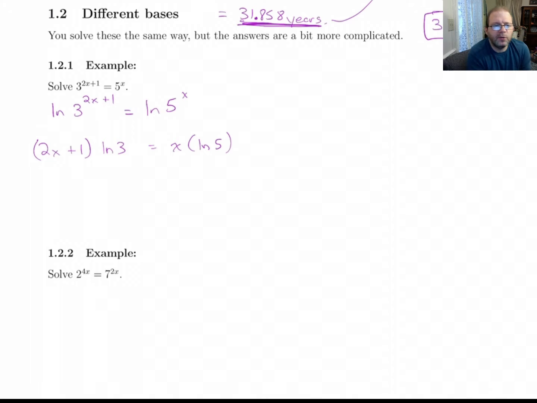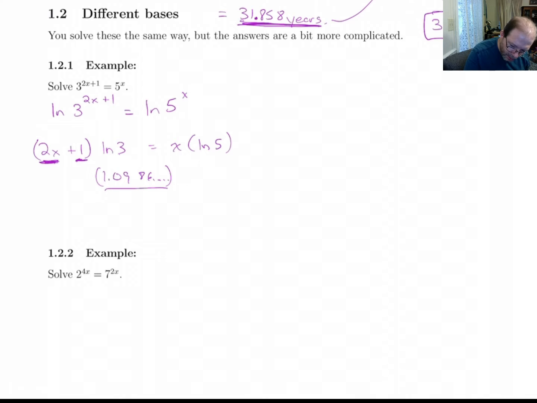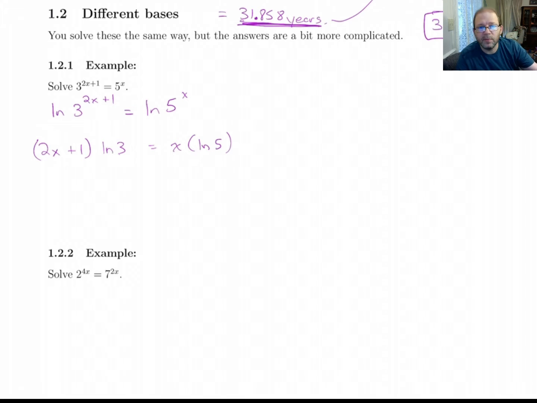Now there are a few ways you could proceed from here. You could go ahead and evaluate ln 3 and you would get some long decimal. ln of 3 would be 1.0986, blah, blah, blah. You could take that and also do ln of 5, and then this would give you values for your coefficient here, and this would just be this number. But I don't want to do it that way, because I want to keep it in terms of logs until the very end of the problem.